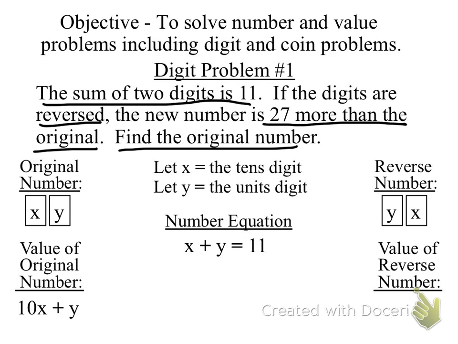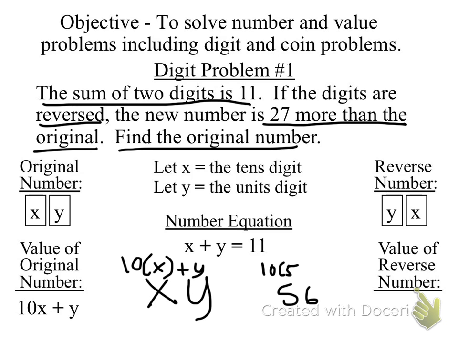So when you said let x equals the tens digit, is that why you put 10x plus y for the value of original number? Yes. Because if x is the tens digit, let's say we said our original number is this. That means this is 10 times x plus a y. Just like when I have 56, this means 10 times 5 plus 6. Okay, other confusions?